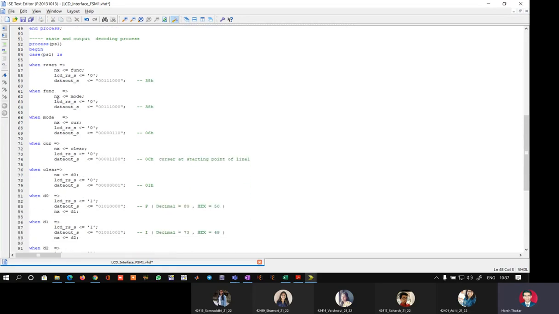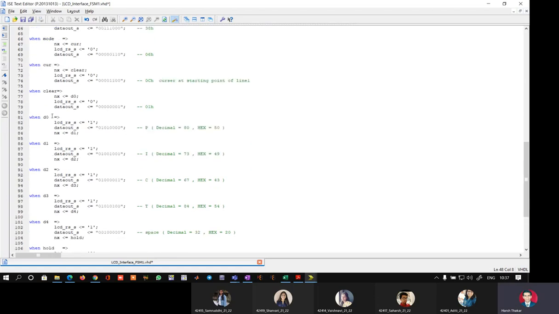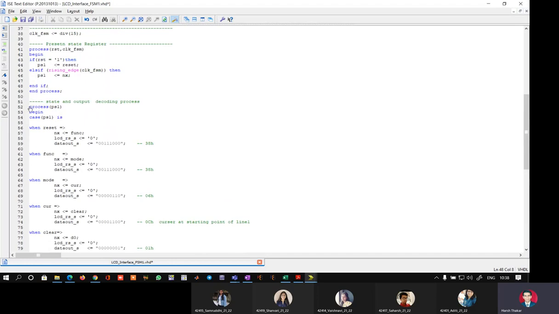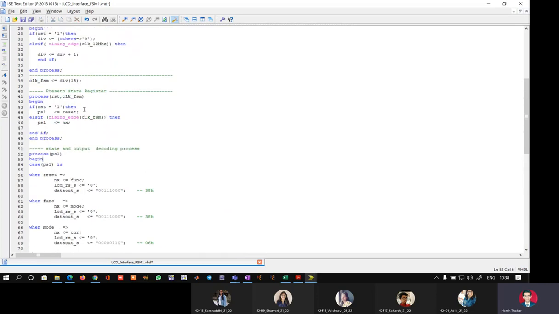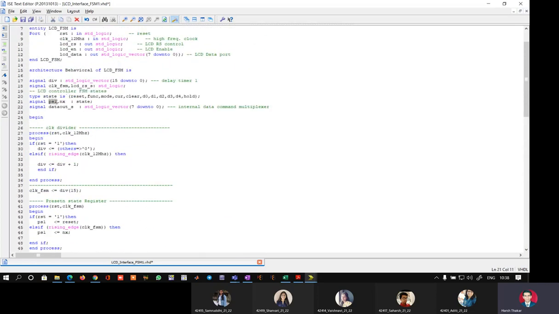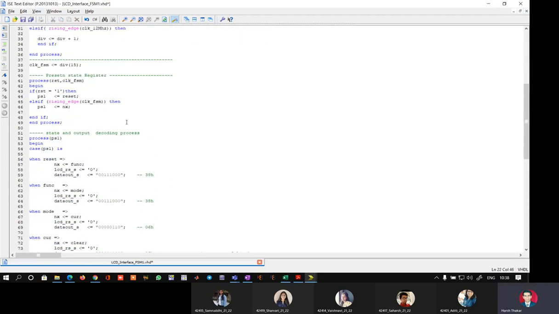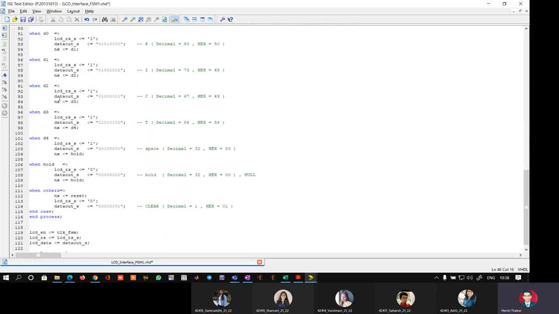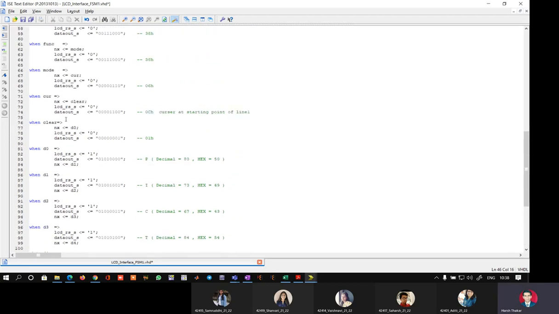Come to process number 3, line number 52 to line number 116. We can see here that on line number 52, I have defined that the process is sensitive to PS1. What is PS1? Again, PS1 is a dummy signal belonging to the data type state, which can have any of these values. And here it is defined that whenever the rising edge of the 183 hertz signal clock_FSM comes, you have to go to the next state. And then from line number 54 to line number 115, I have defined a state machine.